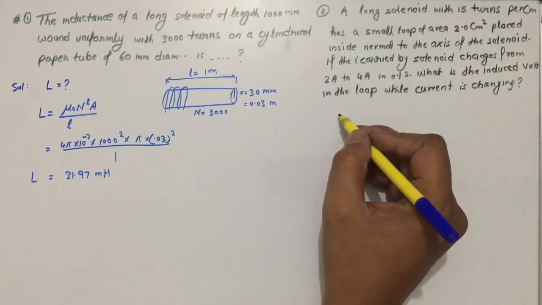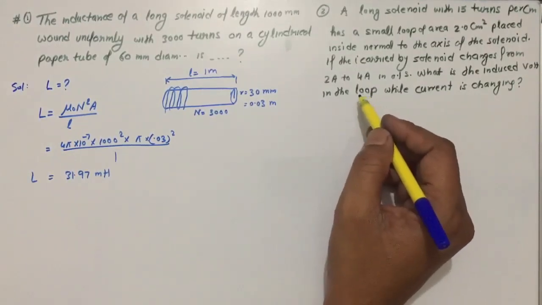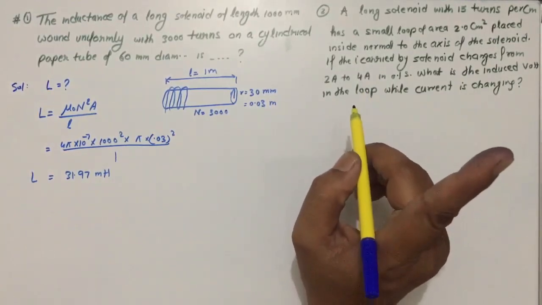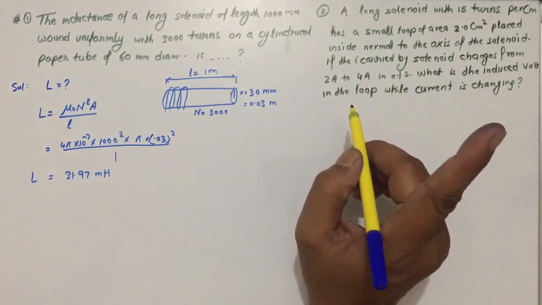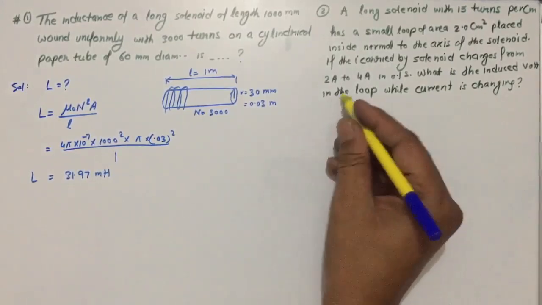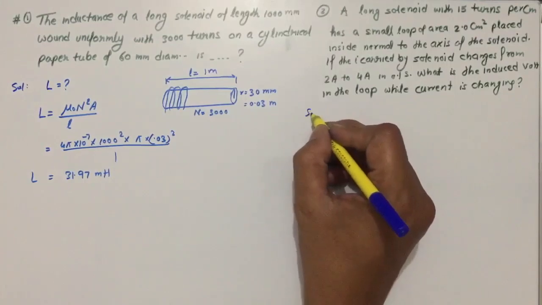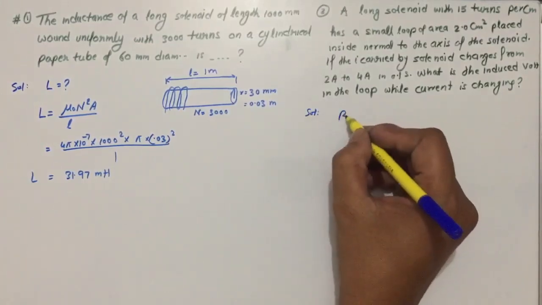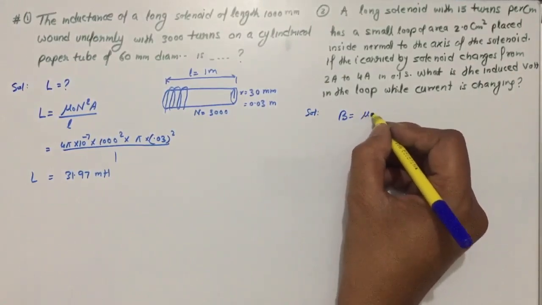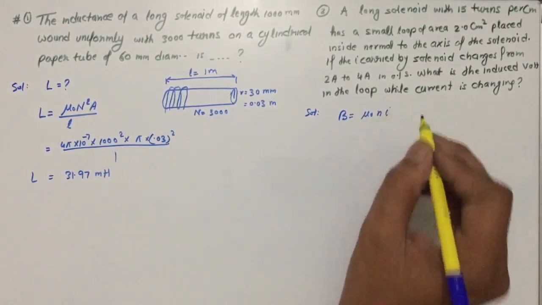If changing flux is known, then we know EMF, and to know the flux, it is important to find the magnetic field density. Yes, so from there we will start to find magnetic flux density B, and formula for that is mu naught Ni.